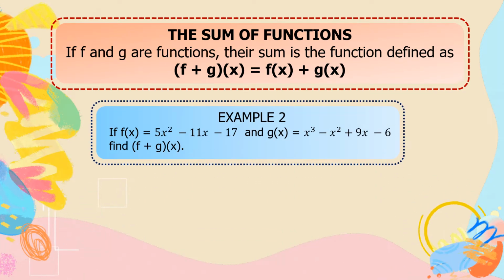Let's have another example. Example number 2. If f of x equals 5x squared minus 11x minus 17 and g of x equals x cubed minus x squared plus 9x minus 6, find f plus g of x.